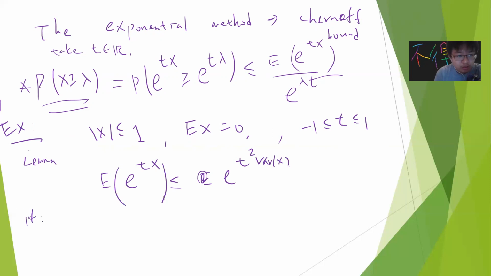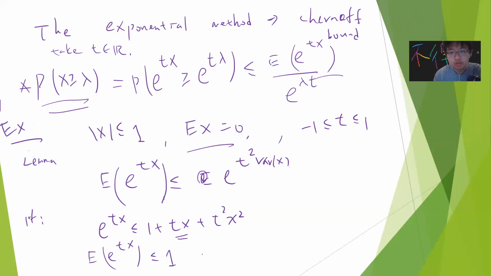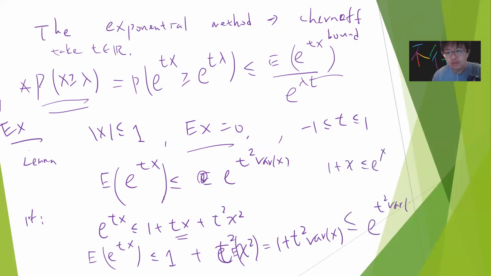That's the proof. The proof idea is that you use this inequality. So you get 1 plus tx plus t squared x squared, and then you take the expectation value. This is 1, and this is 0 because E of x is 0. So you get the expectation of t squared x squared, and this is just the variance. So you get 1 plus t squared variance of x, and then you use the Bernoulli inequality. Remember, Bernoulli inequality tells you that 1 plus x is less than or equal to exponential x. So you can pull everything into the exponential.